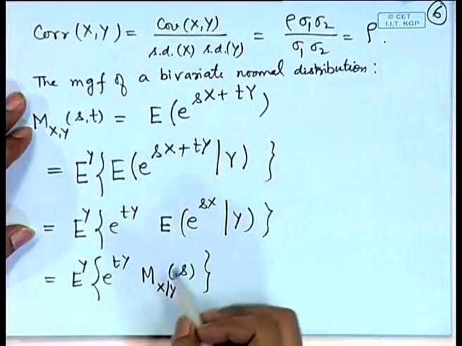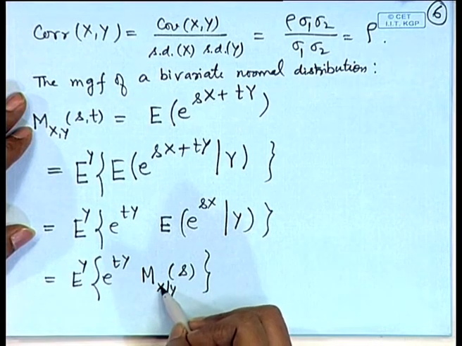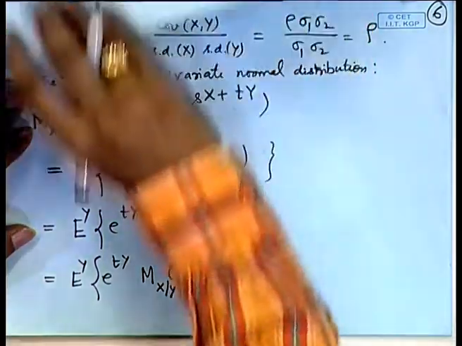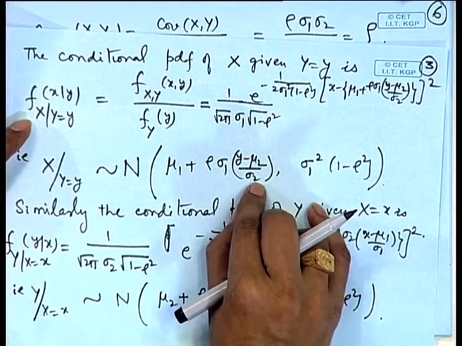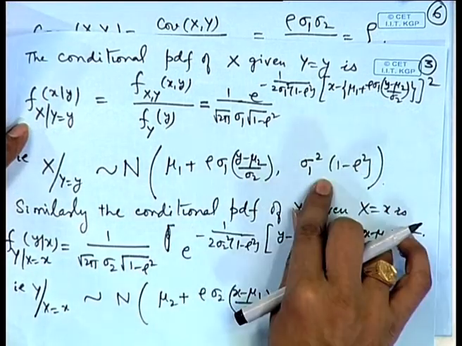Suppose the normal(mu, sigma square) distribution is there, then we have seen that the MGF is represented as e to the power mu t plus half sigma square t square. So, here the point is s in place of t, and for X given Y, the distribution has the parameters mu 1 plus rho sigma 1 (y minus mu 2) by sigma 2, and sigma 1 square (1 minus rho square). So, we make use of this.